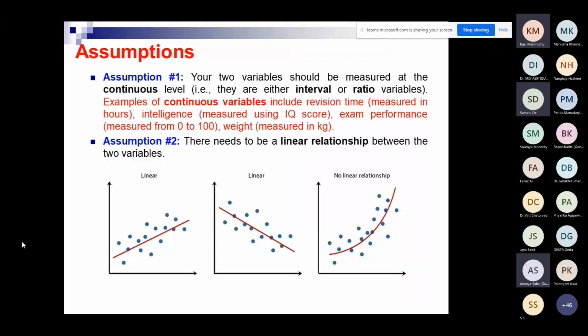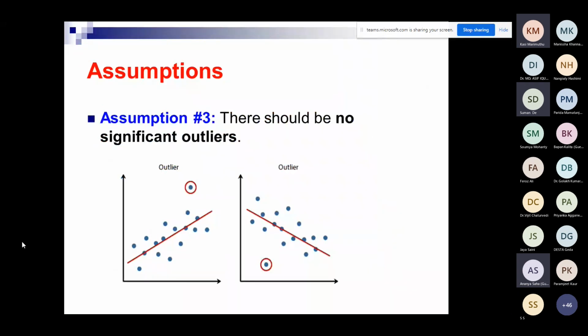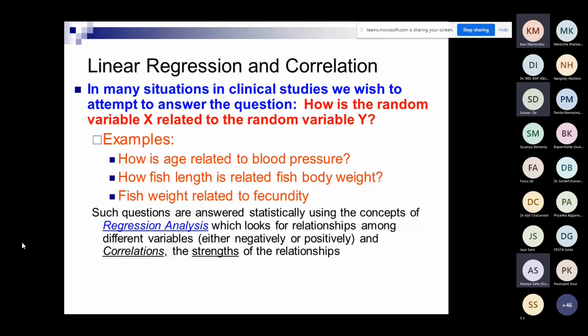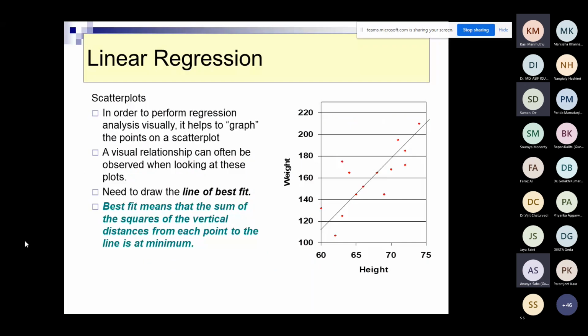So the assumptions are the same: your dependent variable should be continuous, ratio or interval. There should be a linear relationship, and there should be no outlier or extreme value. We can run Pearson correlation. On the x-axis, we have to keep our independent variable. On the y-axis, we have to keep our dependent variable. Then we can also run the linear regression. We will be able to predict the line of best fit. I will demonstrate the importance of this. So linear regression can be conducted.